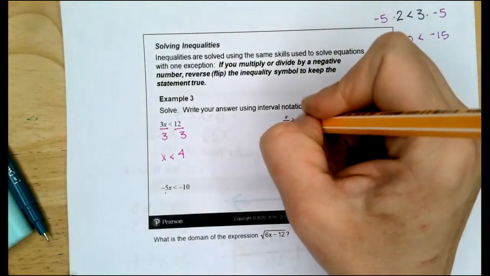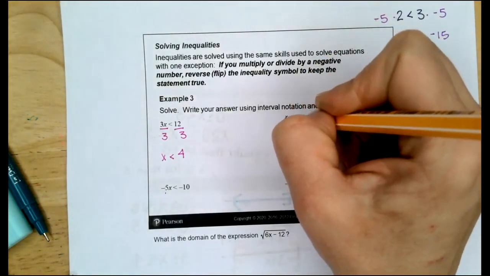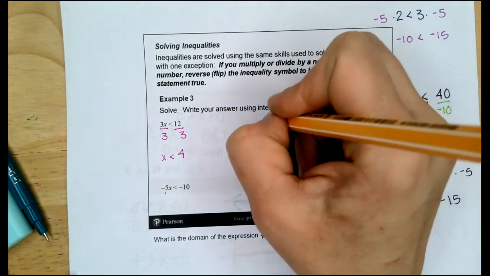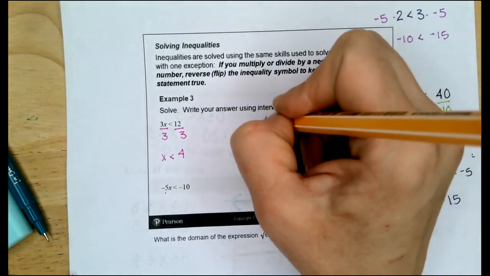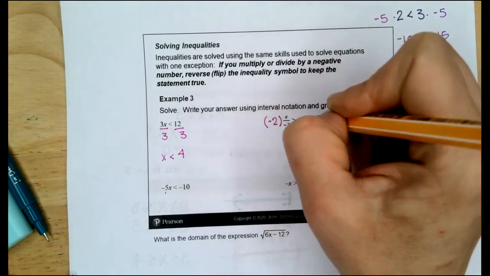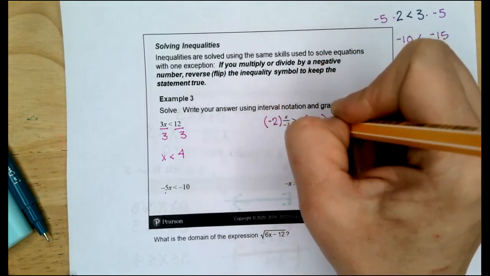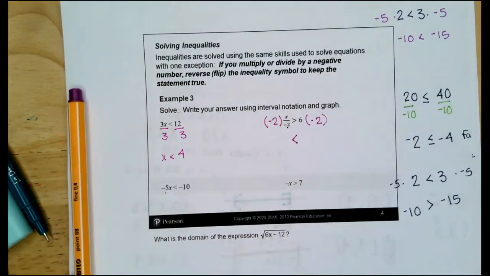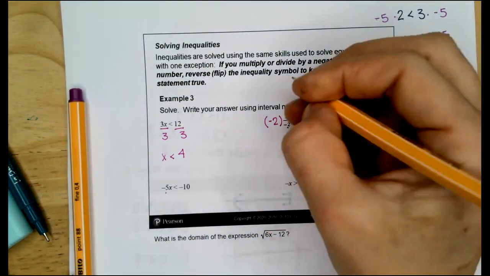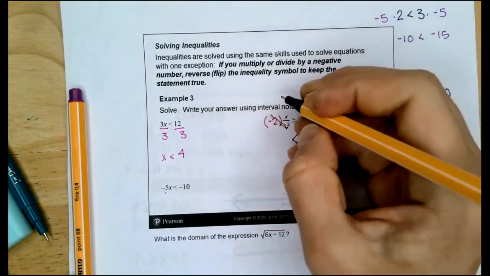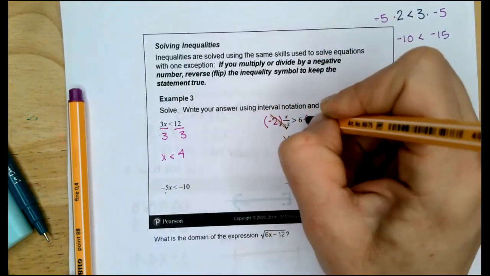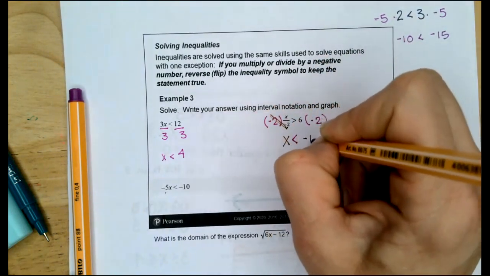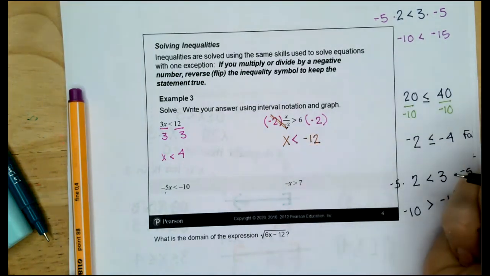X divided by -2 is greater than 6. I want to get rid of the denominator, so I'm going to multiply everything by -2 on both sides. Because I'm multiplying by a negative, I'm going to flip that sign, okay? So now I have this canceling, and I have x is less than 6 times -2, which is -12.